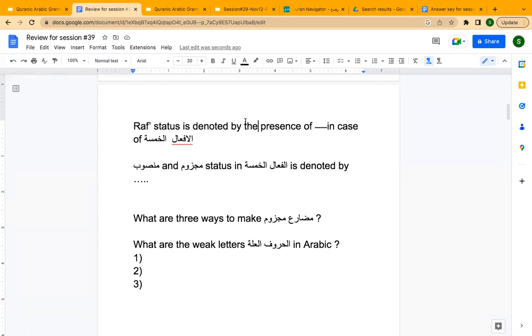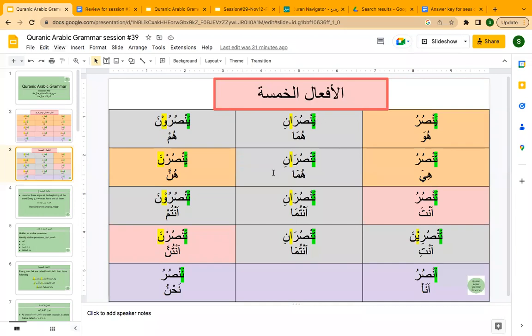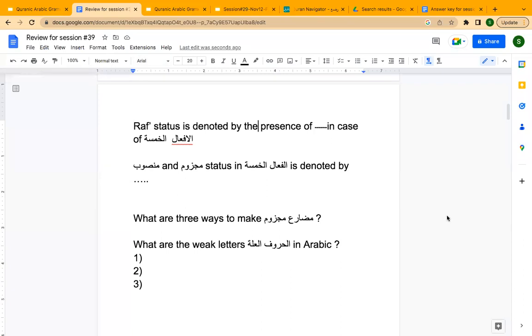But fortunately, some of our af'al are ending with dhamma in case of rough status. So we can relate it to how we learn the statuses in ism. And some of our af'al are ending with fatha in case of our mansub status. However, we have other af'al as well, like af'alul khamsa, right? Alhamdulillah. So yes, sister Zohra, your noon is denoting your status in case of al-af'alul khamsa. The rough status is denoted by the presence of noon. Very well done. Barakallahu feek.